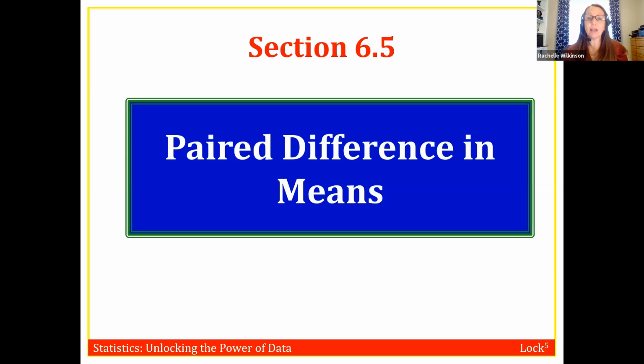In fact, sometimes a pair could actually be one person that gets both treatments, but in a random order, or has two measurements taken on them. So for example, anytime we do a taste test or something like that, each person would taste both sample A and sample B and give their opinion on it. So our pair is just the one person that's getting both treatments. Because who is more like you than you, right?